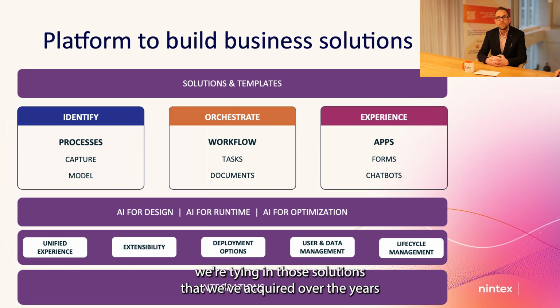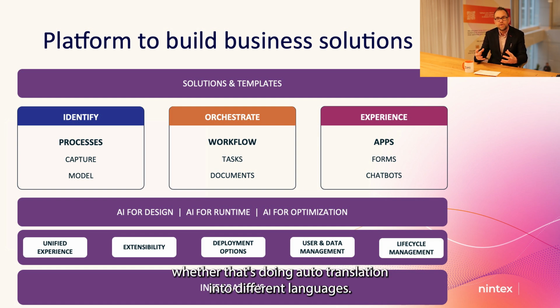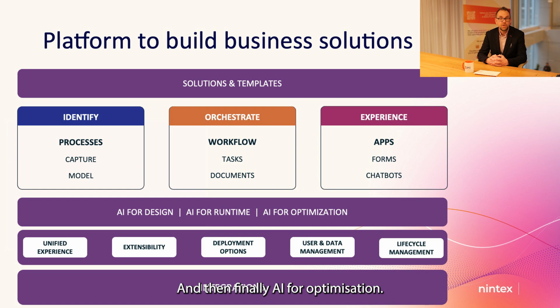So if you look at the three pillars around identification, orchestration, and experience, we're tying in those solutions that we've acquired over the years into a true platform that is leveraging AI for design, runtime, and optimization. So AI is definitely at the core of what we're doing at Nintex. We want to make it easy for you to build and deploy solutions, primarily around automation. So that's where the AI for design comes in. We want to use AI for runtime to improve the experience for the user, whether that's doing auto translation into different languages. And then finally, AI for optimization, that continual improvement loop. So utilizing AI to try and improve processes and help you drive more efficiency.